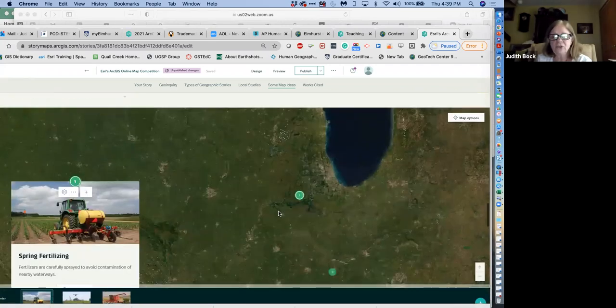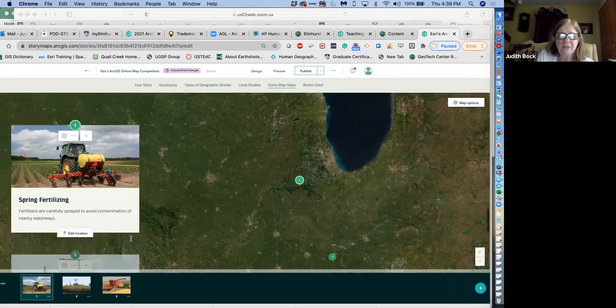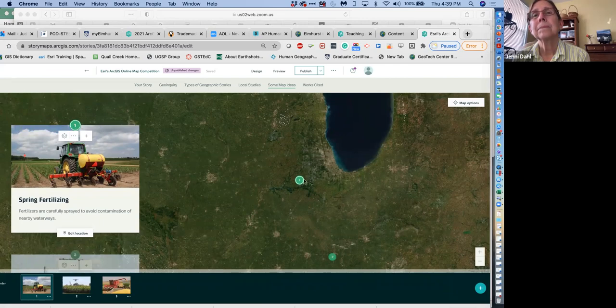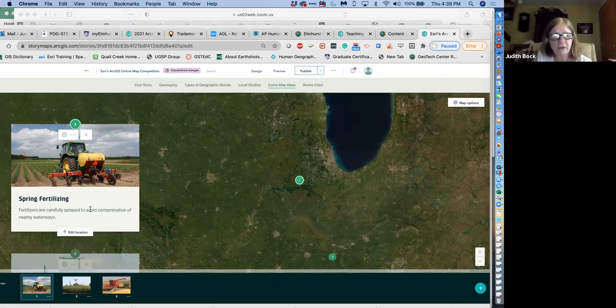Another kind of thing that you might do is what's called a map tour. And again, this is where it's nice if you can go out and get your own images of something. And then you can change your mapping background, and this is done right in the story maps. So I was just thinking about agriculture, and that in spring you have the fertilizing. And so the picture is numbered number 1 and just showing, okay, this is an area where they were doing some spring fertilizing.